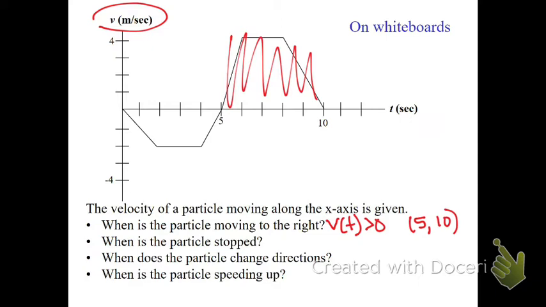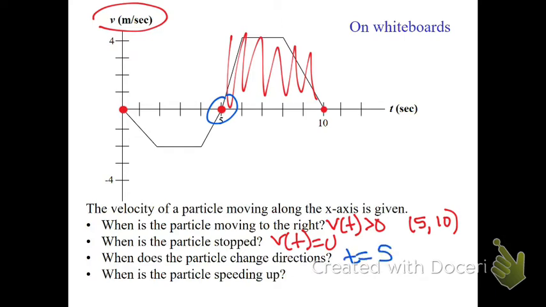Okay, when is the particle stopped? That's when velocity is 0. And so that would be in 3 places, the beginning, at 5 and at 10. When does the particle change directions? Well, that's when velocity changes signs. So that would be at t equals 5.